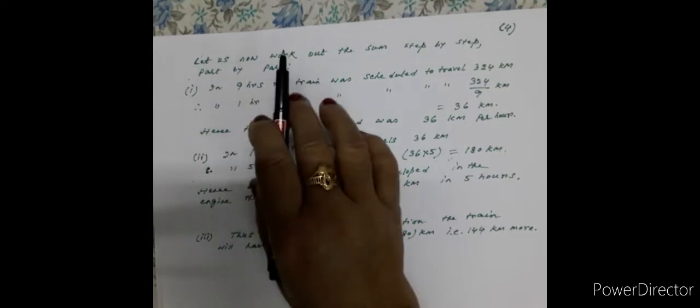Okay. Now, see, let us now work out the sum step by step, part by part. In the first part, number 1, in 9 hours the train is scheduled to travel 324 km. So, on the basis of that, in 9 hours the train was scheduled to travel 324 km.